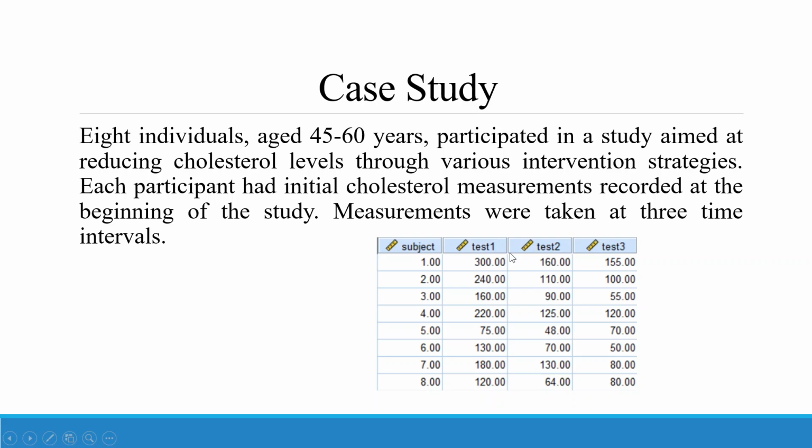Then the measurements were taken at two more time intervals, T2 and T3. T1 is the starting of the intervention strategy, then T2 and T3. We want to see if there is any significant decrease in cholesterol levels or not.